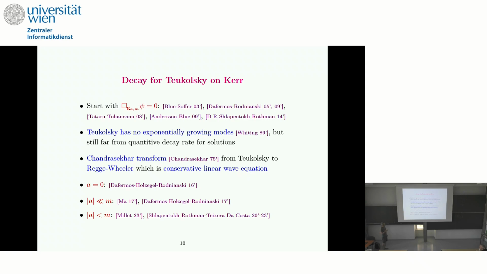Okay, and then it was extended to Kerr for small angular momentum independently by Ma and also Dafermos, Holzegel and Rodnianski, and then to the full subextremal range independently by Millet and Shlapentokh-Rothman, and Teixeira da Costa. And here I should mention that the work of Millet is of a very different type. It does not use this technology. It uses actually a proof by spectral methods, which is in line with the work of Ionescu and Vasy, and I'll talk about it again later.